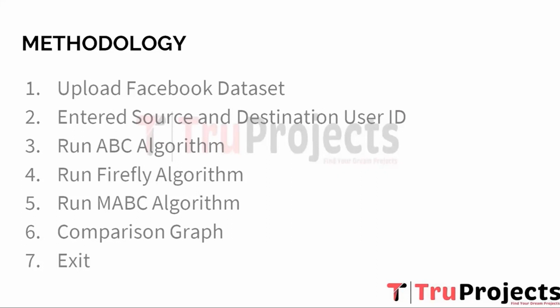Third, run ABC algorithm. The artificial bee colony, that is ABC algorithm, is a nature-inspired optimization technique used to solve complex problems. In this context, the ABC algorithm is applied to analyze the interactions of the source user from the Facebook dataset. It may evaluate the frequency of posts, likes, comments, or any other relevant social network activities performed by the source user.